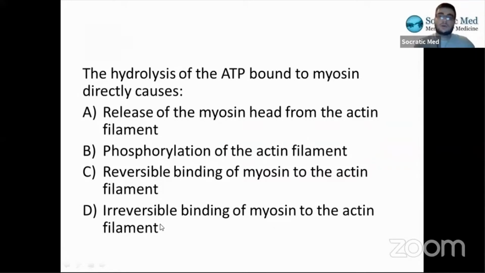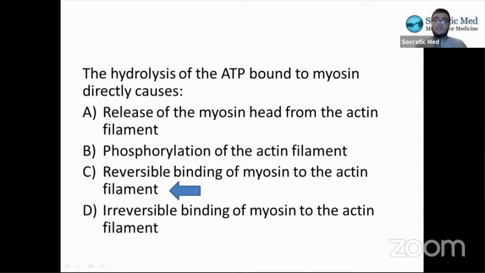Okay, so the majority of you picked A, with C being very close behind, so it's fairly even. The correct answer is actually C. I'm glad that you at least narrowed down to both of these being roles of ATP in the cycle. Both A and B are roles of ATP: release of the myosin head from the actin filament, and reversible binding of the myosin to the actin filament.